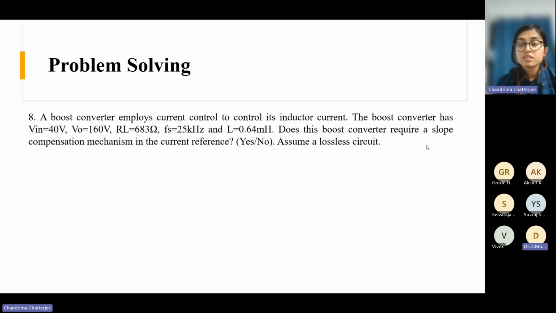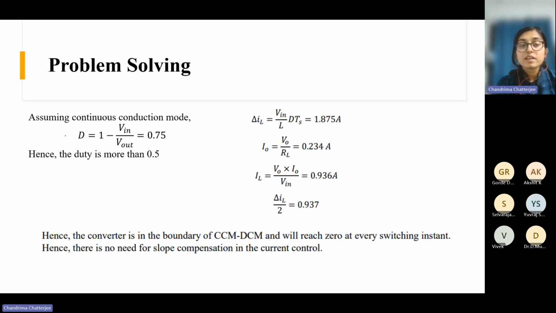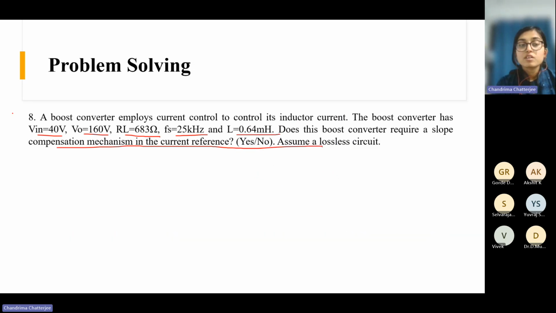Okay, so let's see the next question. A boost converter employs current control to control its inductor current. The boost converter has all the specifications: input voltage, output voltage, load resistance, switching frequency, L. Does this boost converter require a slope compensation mechanism in the current reference? Okay. So now, first of all, what we will do is we will calculate the duty, because input voltage is given, output voltage is given.